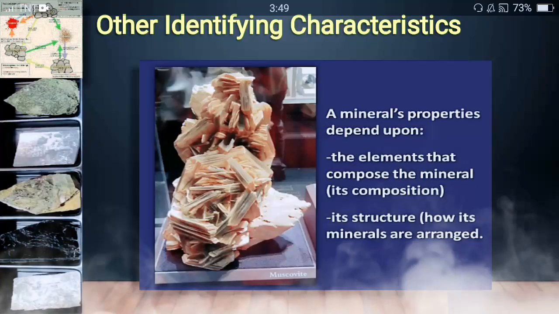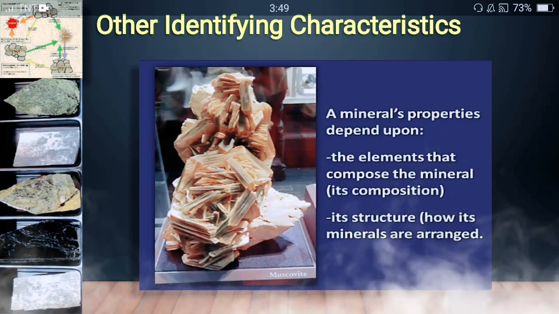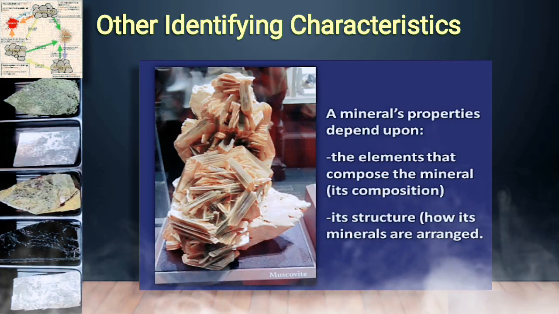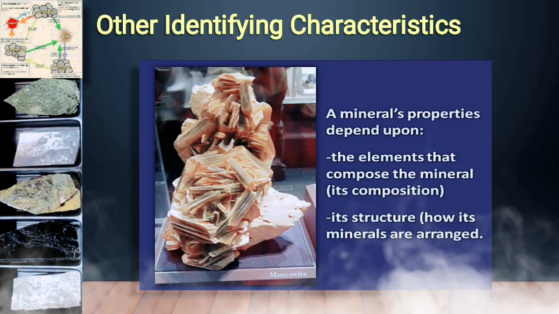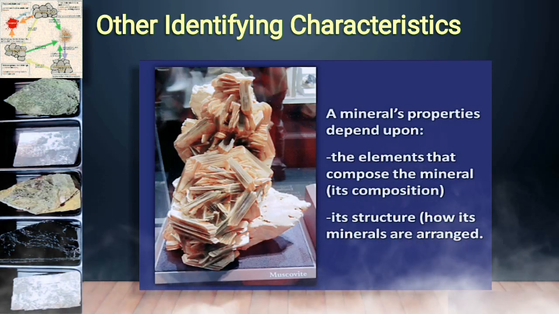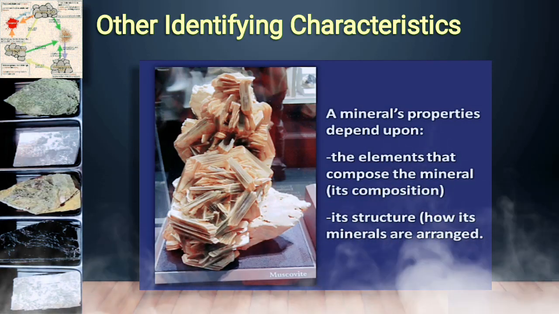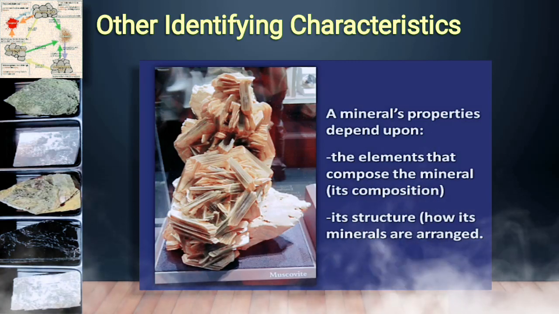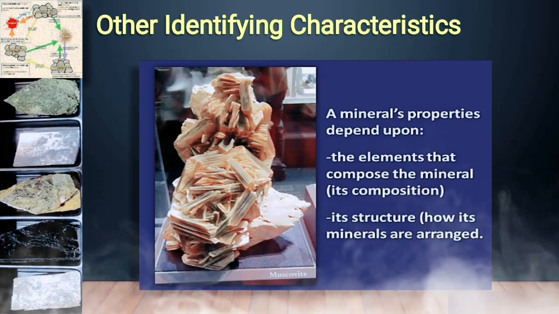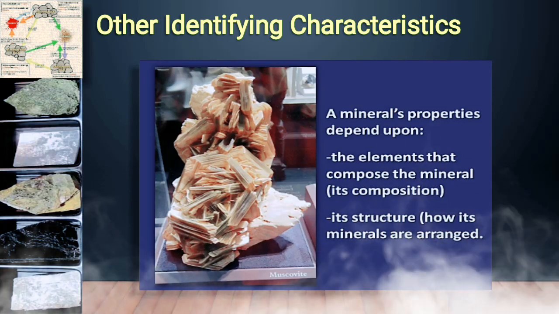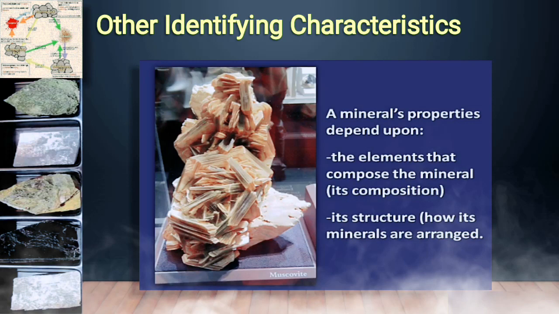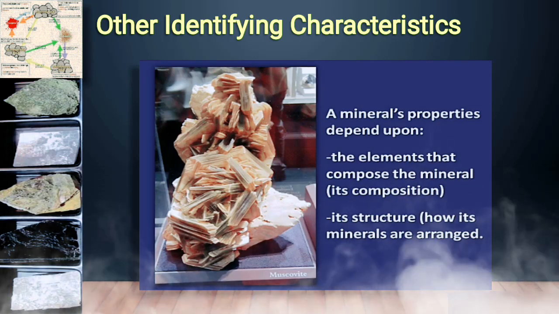A mineral's properties depend upon the elements that compose the mineral and its structure. When identifying a mineral, you must look at it closely on all visible sides to see how it reflects light, test its hardness, identify its cleavage or fracture, name its luster, as well as evaluate any other physical properties necessary to determine the mineral's identity.